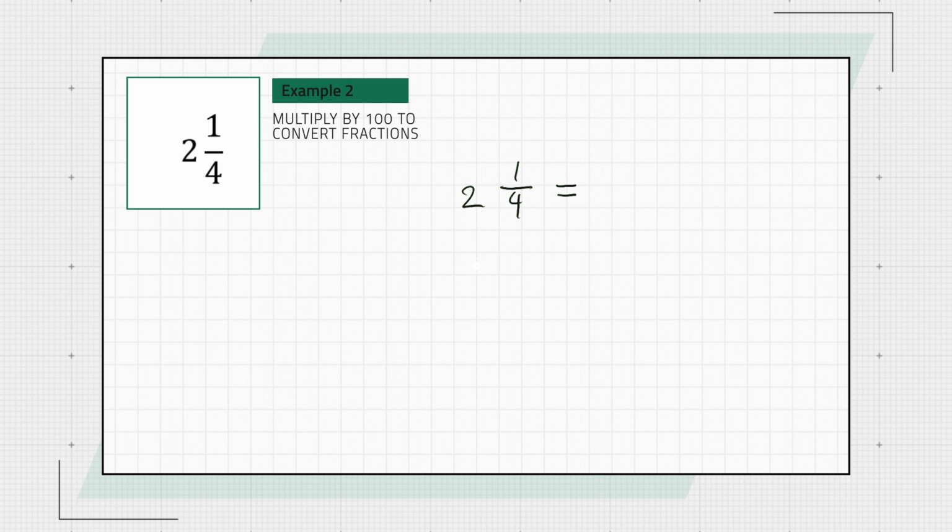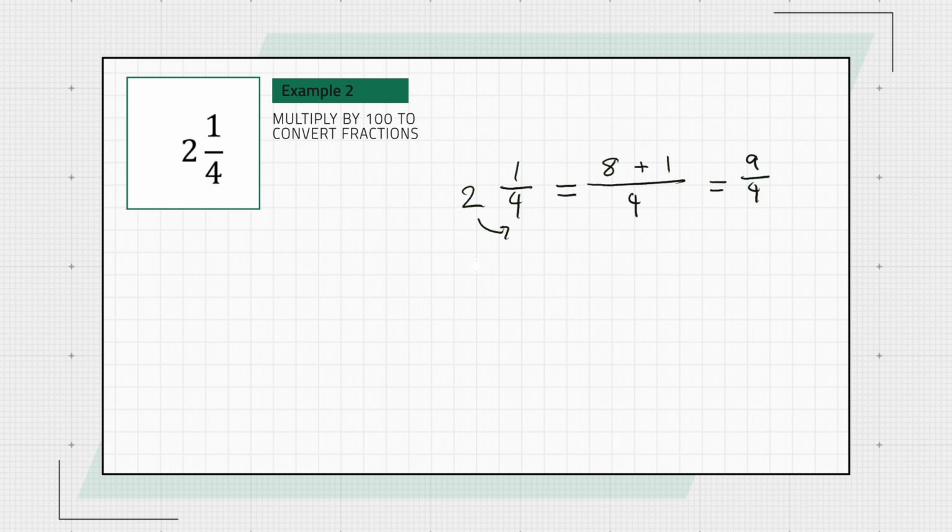How do we do that? We multiply our whole number by our denominator, so 8. And we add on whatever's left up here, so our numerator, and we put it all over the same denominator. So that equals 8 plus 1 over 4, or 9 over 4. We're back to an improper fraction.